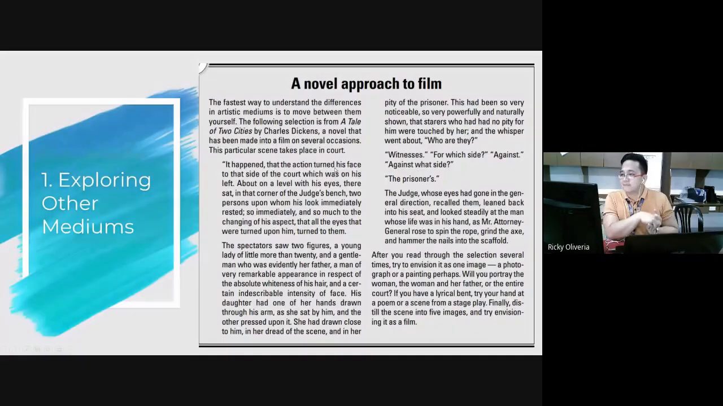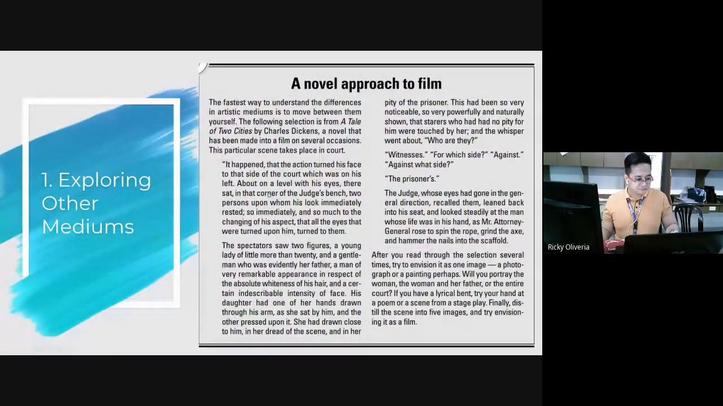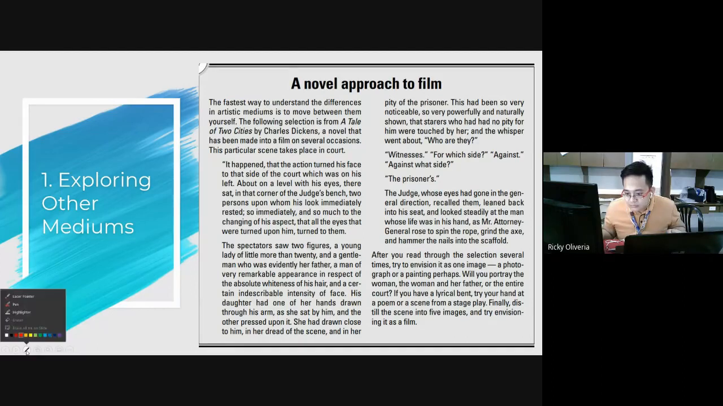So here, tanggalin na natin 'to. Kahit i-disregard na natin tong part na 'to kasi they are description eh. Okay? So ito lang yung parang ifo-focus natin diyan.